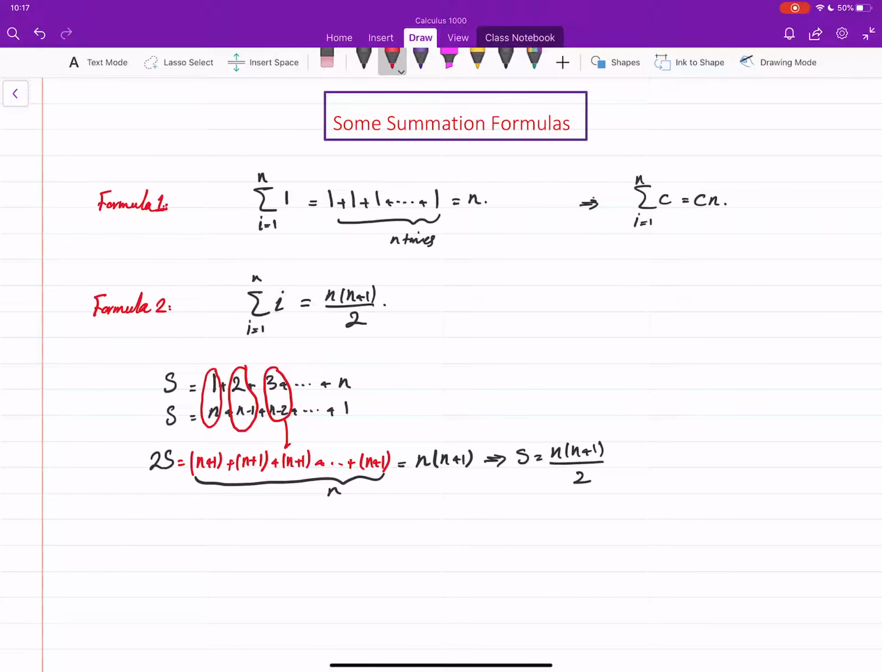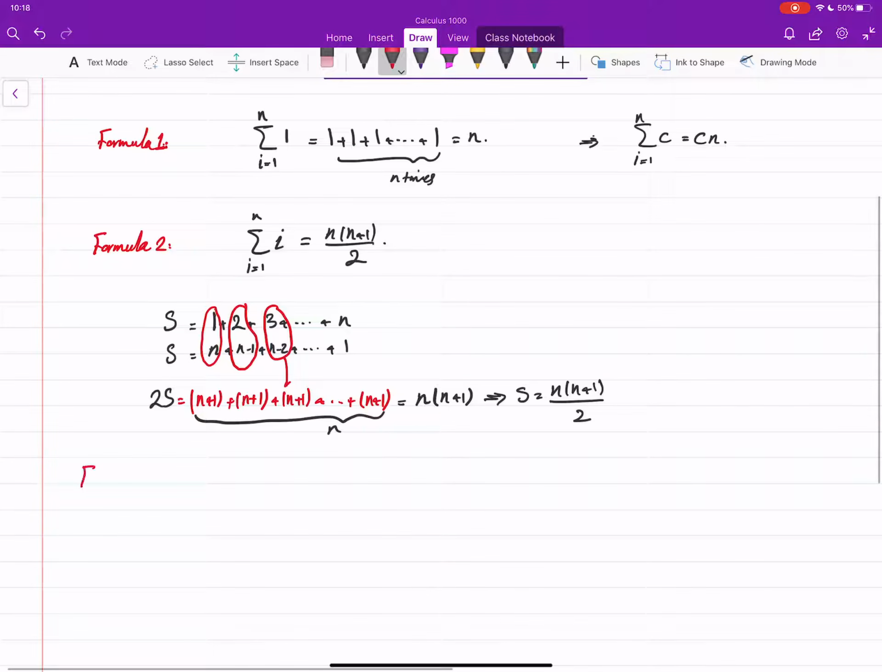Other powers also have formulas. So formula 3 is when you have the sum of i squared, i going from 1 to n. These formulas you have to know because we will use them when we introduce definite integrals. It is n times n plus 1 times 2n plus 1 over 6. The proofs are not as straightforward as the one you see up there, but they are nice and easy formulas.